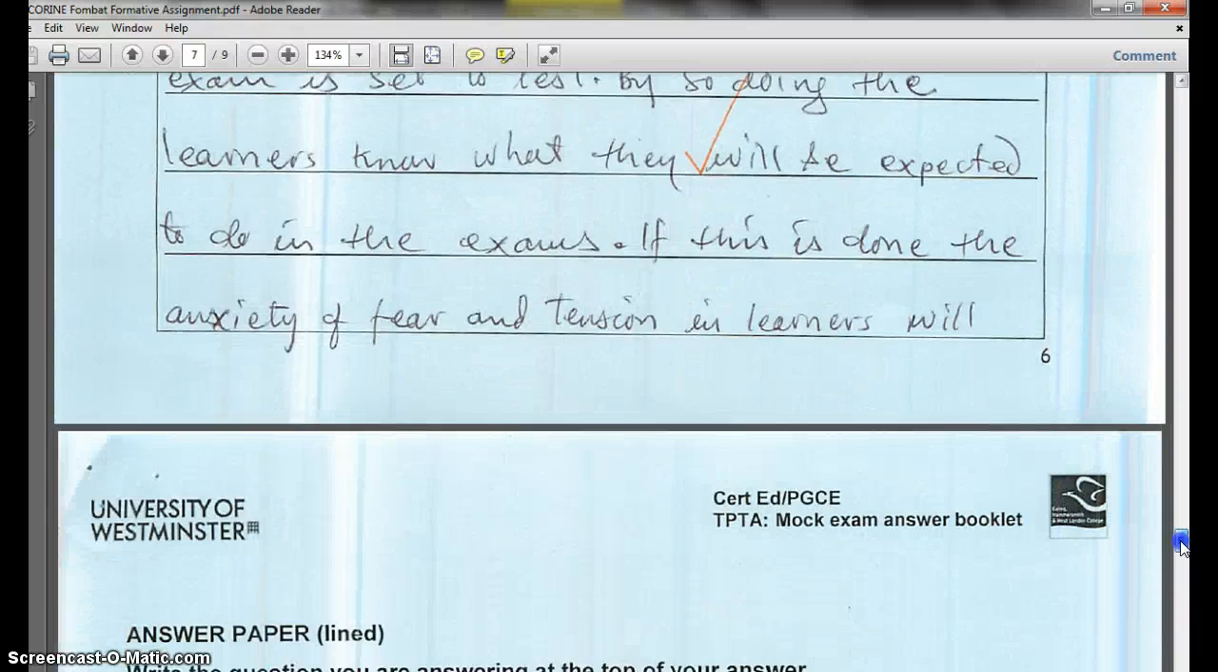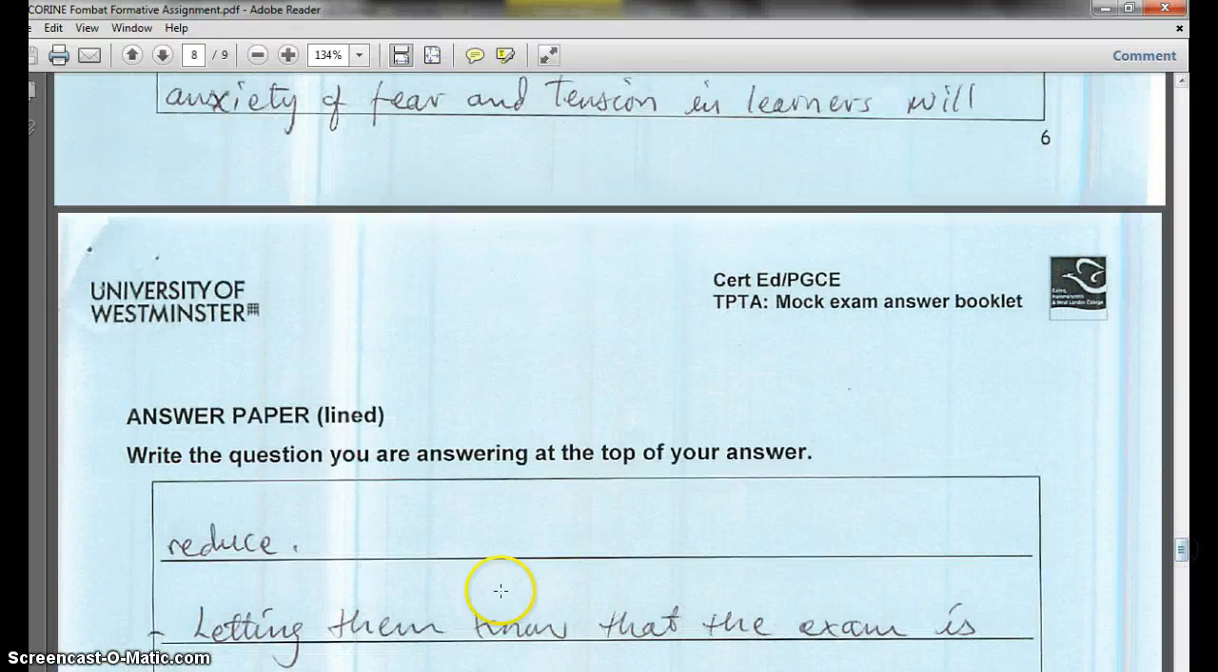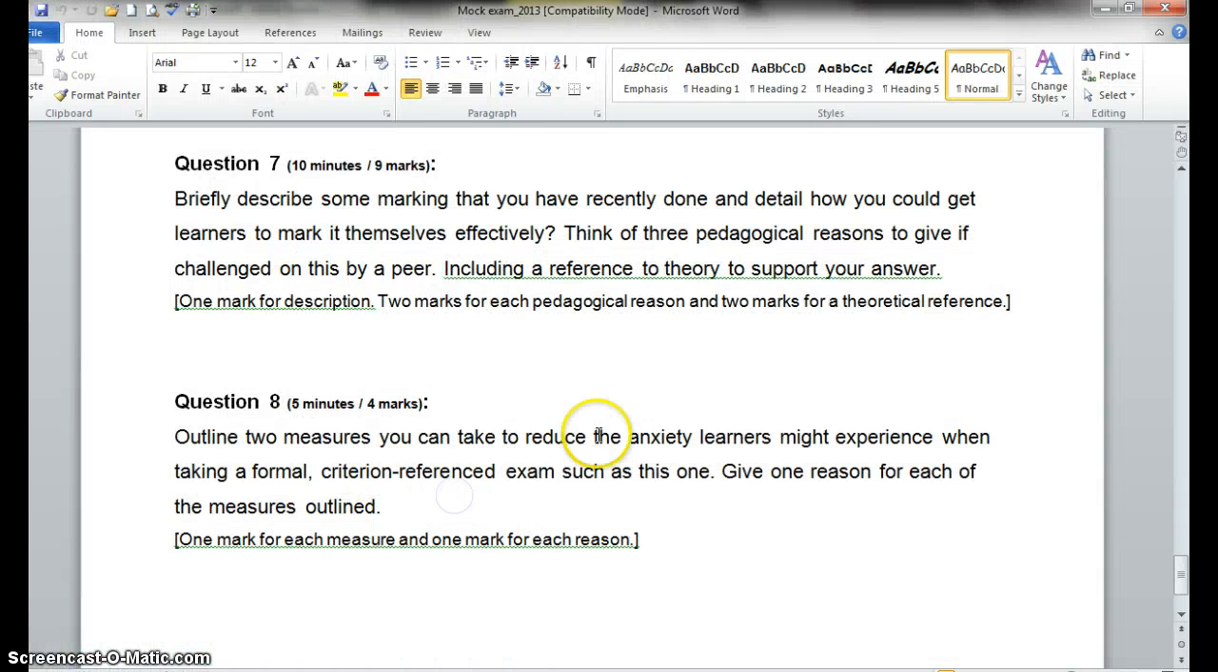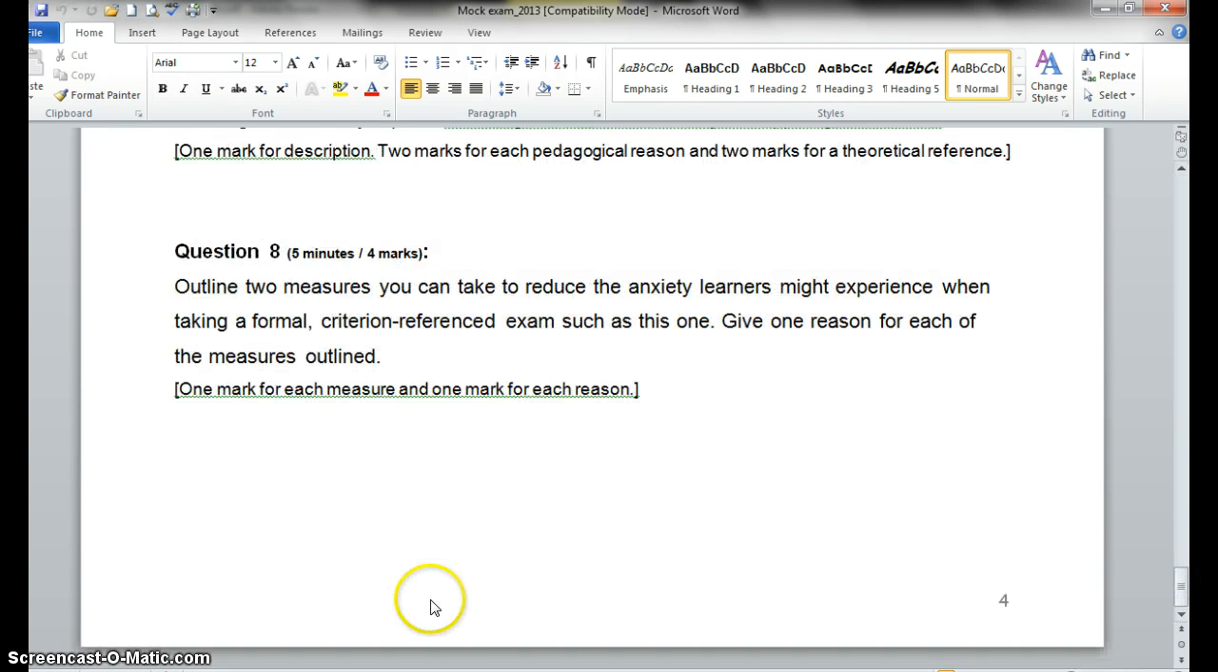You got 4 out of 4. Well done, perfect. And that was about reducing anxiety for exams. So well done. Everything that you said made perfect sense.